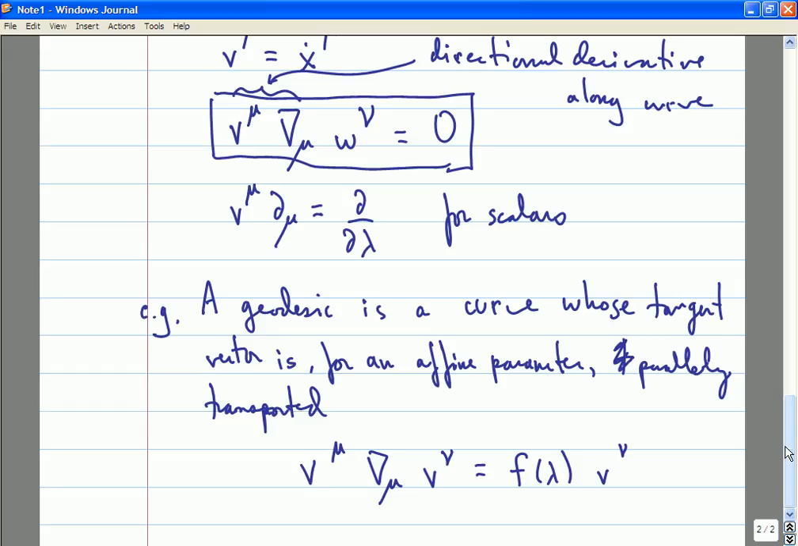For example, remember that you can use many different sorts of parameters. Lambda is a continuous parameter that labels points on your world line, and you could use many different choices of parameter. One nice choice would be to label points on this world line by the distance, as measured on the world line, from some reference point. That's some parameter that you could use. We call that an affine parameter, and it has the very nice property that the geodesic equation takes this form.